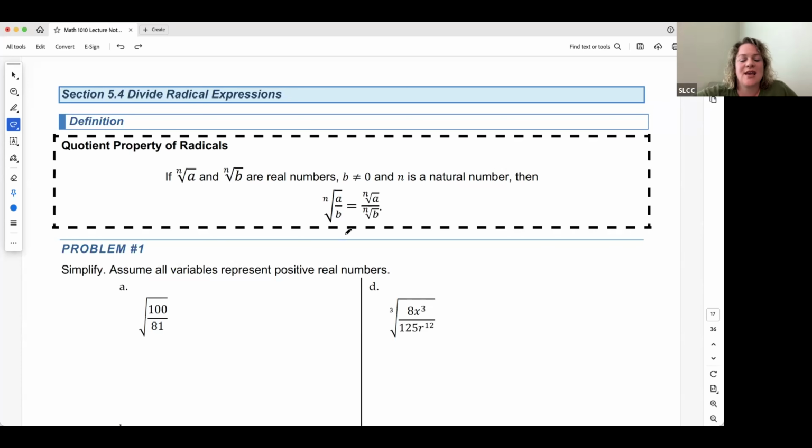Notice when you take the radical form, if you raise a whole fraction a over b to the nth root, you can also separate that into the nth root of a and the nth root of b.